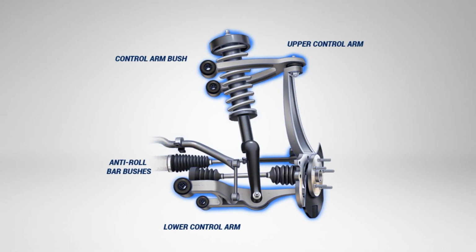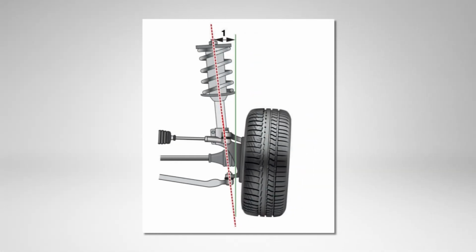On a double wishbone suspension, the steering axis is a line extended through the upper and lower ball joints, the pivot points to the spindle. On a McPherson strut suspension, the upper strut bearing and lower ball joint define the steering axis. Caster is designed into the front suspension geometry of a vehicle for two reasons: directional control and steering returnability.